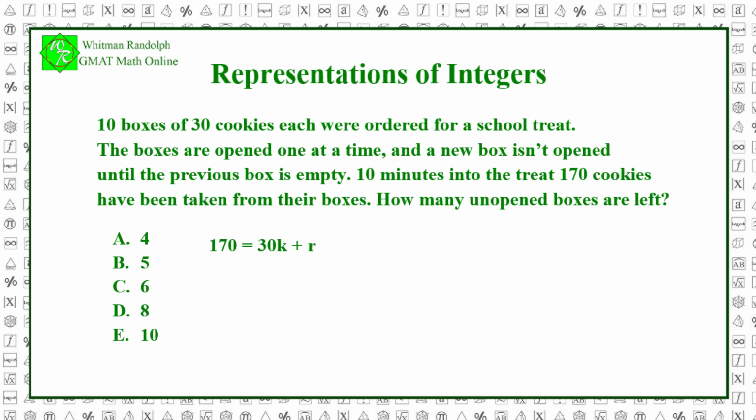Since k must be a positive integer, and r must be less than 30, we see that k equals 5 and r equals 20. That is, 170 equals 30 times 5 plus 20, which equals 150 plus 20, and that equals 170. So, since r is not 0, then the number of open boxes is 6, and the number of unopened boxes is 10 minus 6, which equals 4. So the correct answer is A.